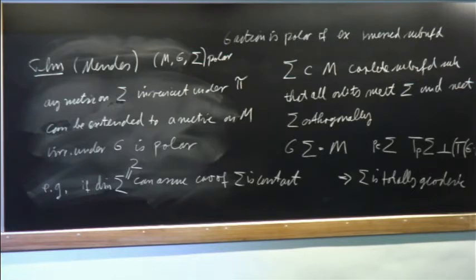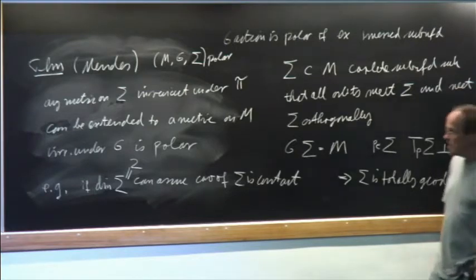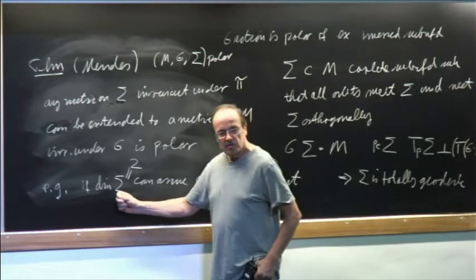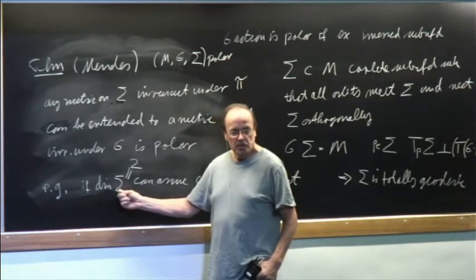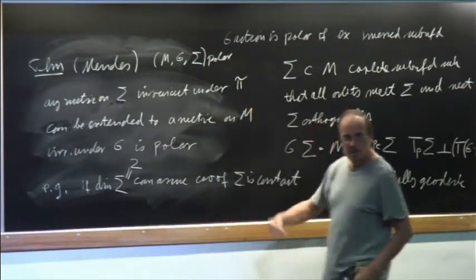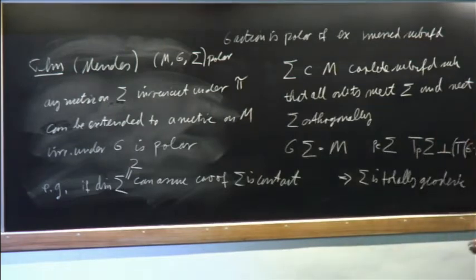Also, many aspects of the behavior of the group action are described by the behavior of the action on the section. So if I can assume it has constant curvature, I get a very simple description of what the action does along the section. And that has topological implications, for example, for the manifold.